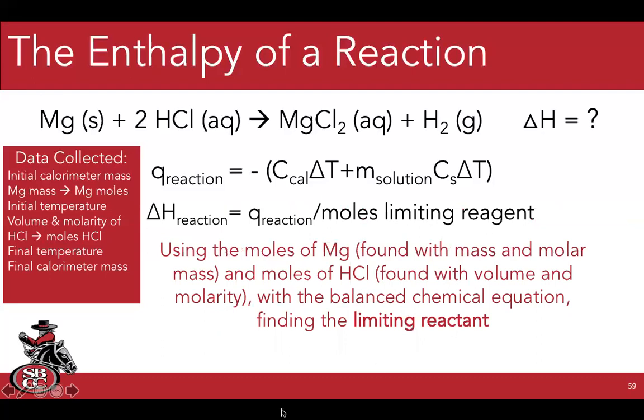Wait, I got a quick question. Why do you have to add the specific heat constant times the change in temperature? So like that left side of this one here? Yeah. Why do you have to add that one?